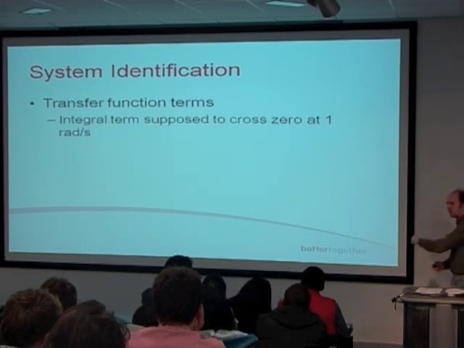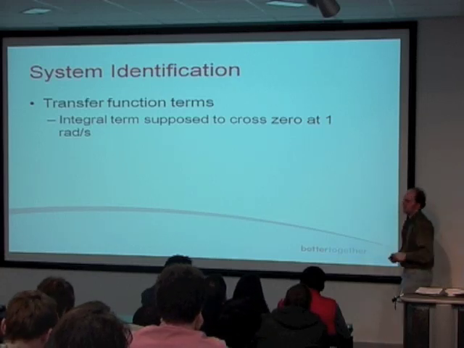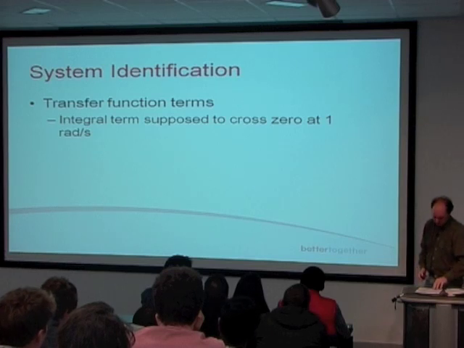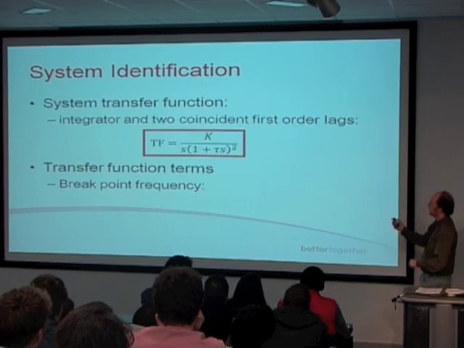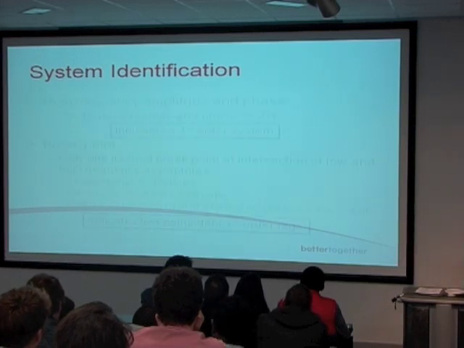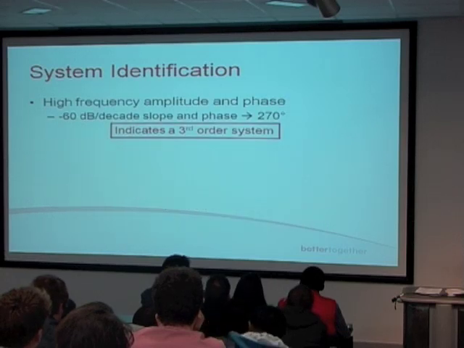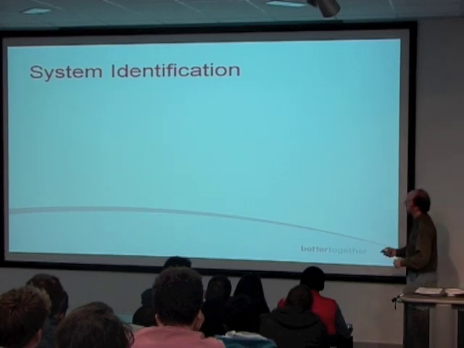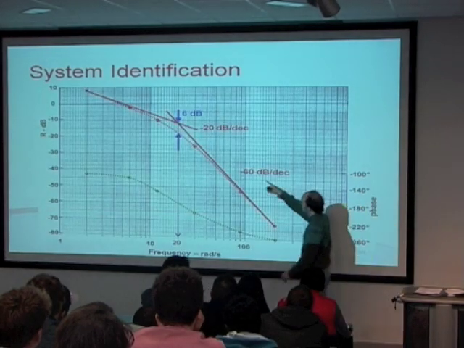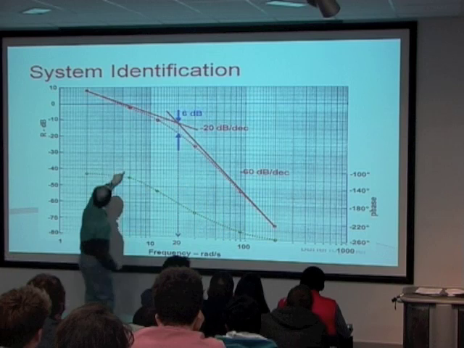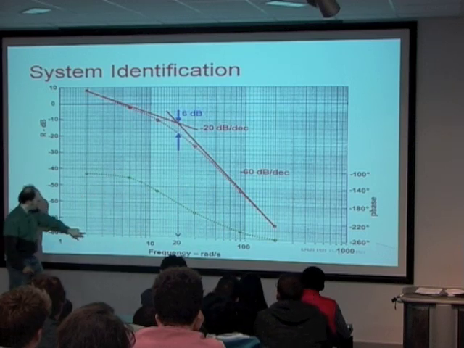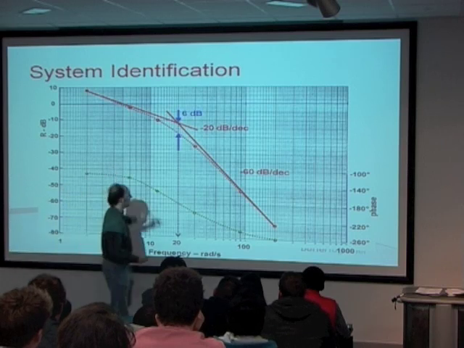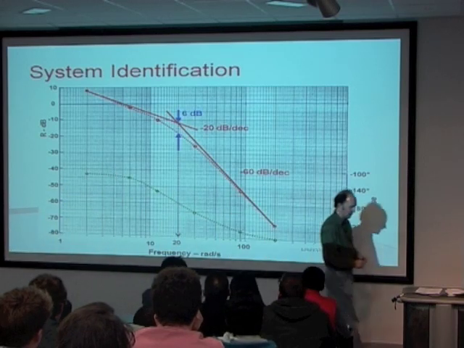The integral term, like I said, crosses the zero line at 1 radian per second. Now, in this case, it didn't cross the zero line at 1 radian per second. If we go back to the picture, which we can do, we can see that it crossed the 0 point at about, what's that? 1, 2, 3, 4, 5 radians per second. So we can see that it crossed at 5 radians per second.